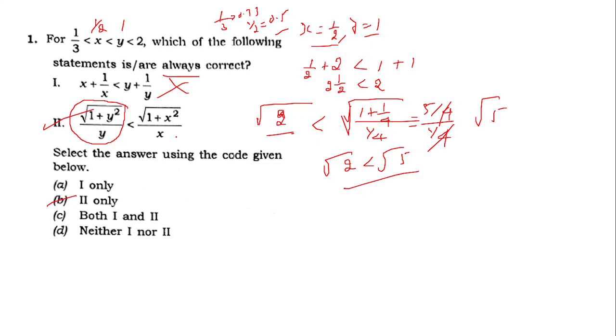For those who have this confusion, I'll just clarify this. If I send it inside the bracket, this 1 plus x squared, this x when it goes inside becomes x squared. So that's what is done here.